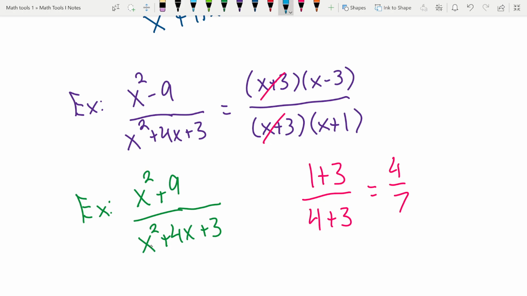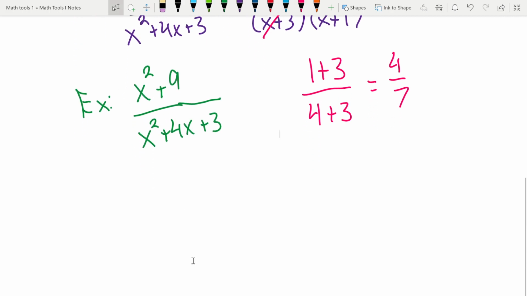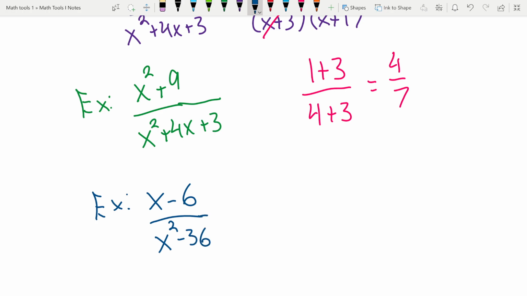But sometimes when we're working with the abstract over here, our brain will just focus in on those x squareds and immediately want to cancel them out. So just something we want to avoid here. Okay, so one more example here. Let's say we have x minus 6 over x squared minus 36.